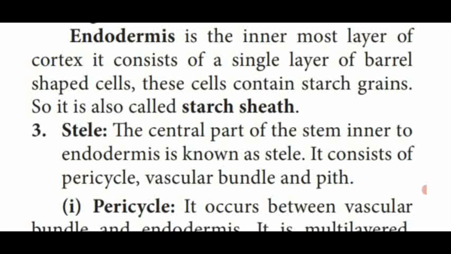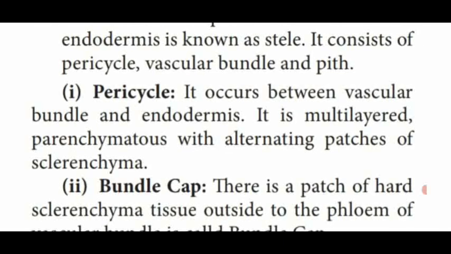The stellar region consists of three parts: pericycle, vascular bundle and pith. Everything is the same as we have studied in the dicot root and monocot root. Next one, pericycle. The pericycle occurs between the endodermis and the vascular bundle. That is the definition for pericycle, because below the endodermis we have a single layer of closely packed parenchymatous cells, called pericycle.